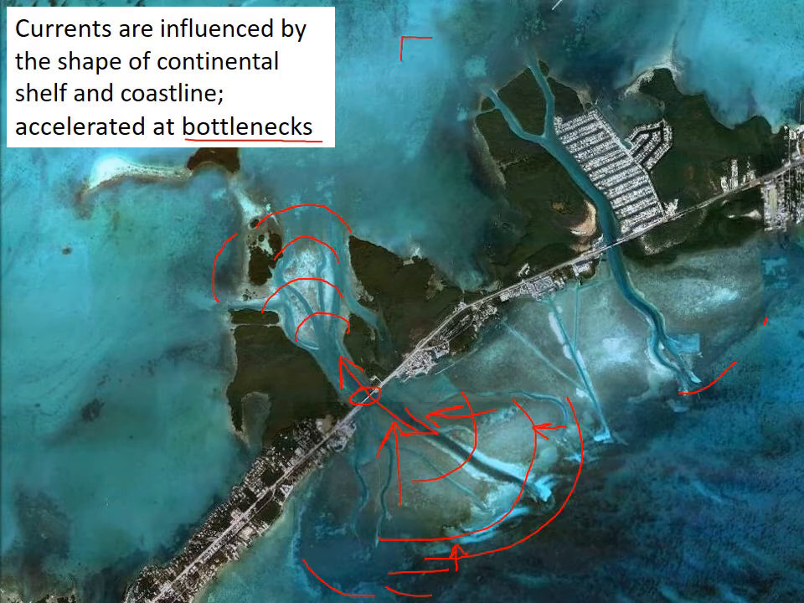This body of water on the north side of the Florida Keys is called Florida Bay, which is part of the Gulf of Mexico. And then this body of water, well, it's not called Florida. This is just called the Atlantic Ocean on the south side of the Florida Keys.